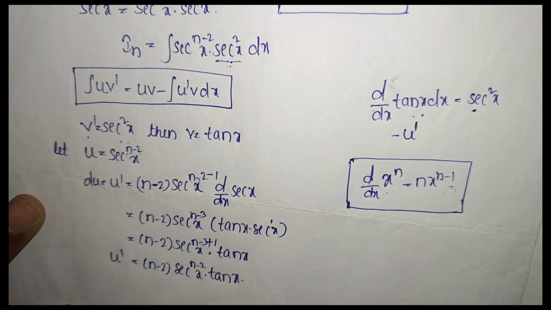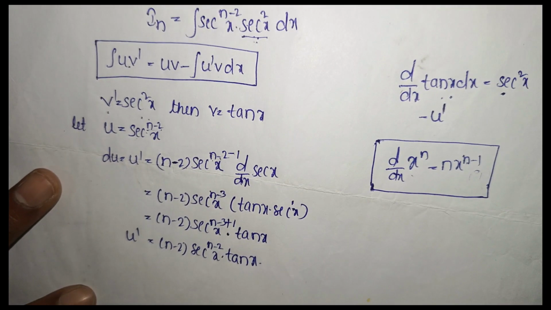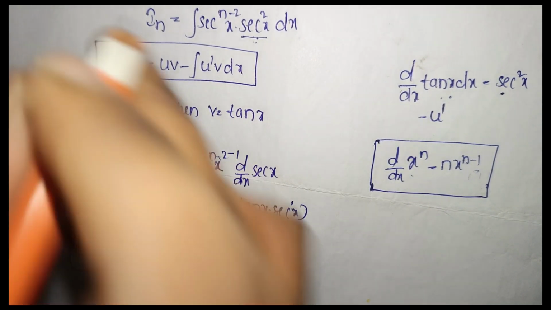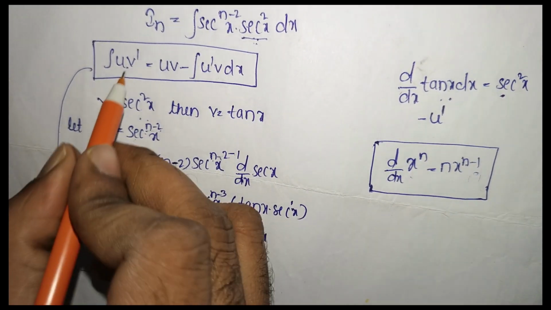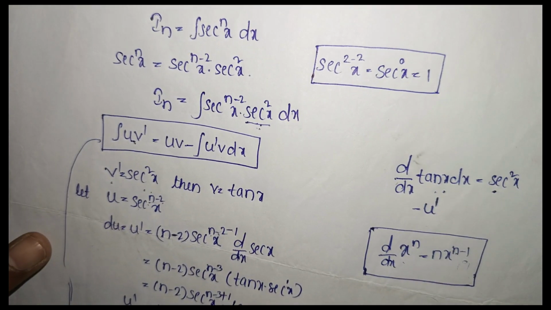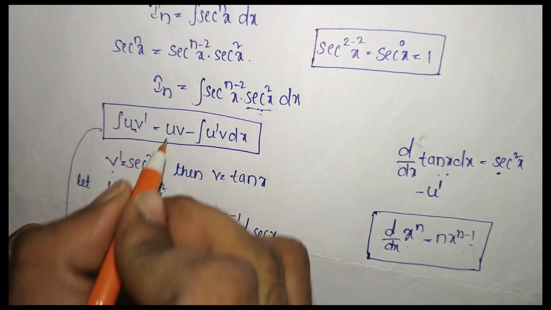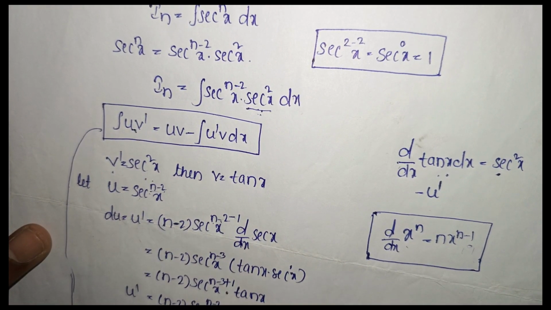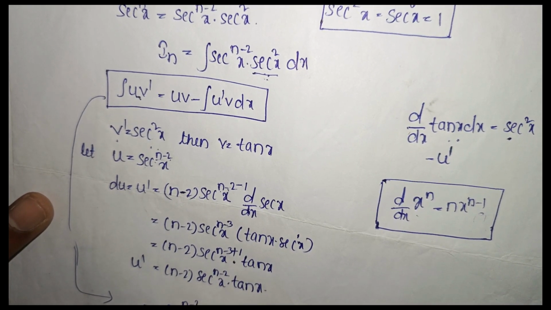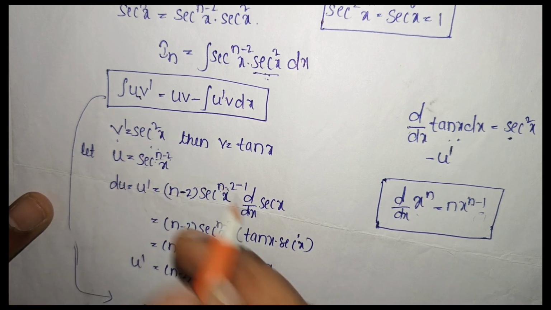This is u dash. So we have u, v dash, u dash and v. Now just substitute everything in this form. As the given equation has been converted into u v dash form, we now write this step: in the place of u, we write secant to the power of n minus 2 x, and in the place of v, we write tan x.